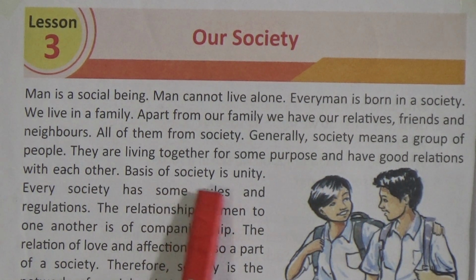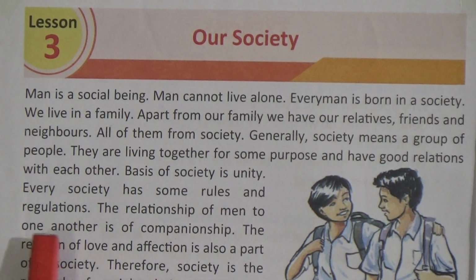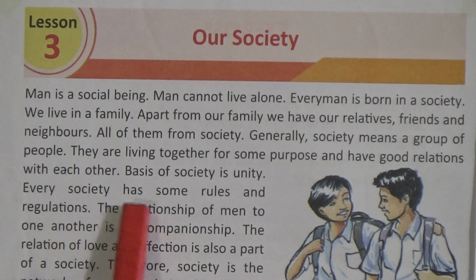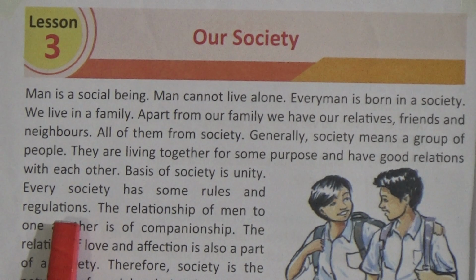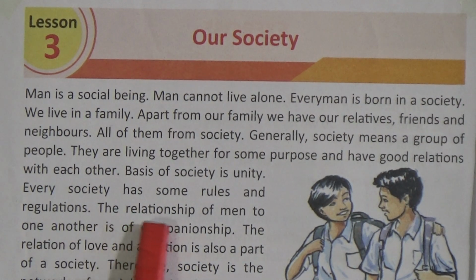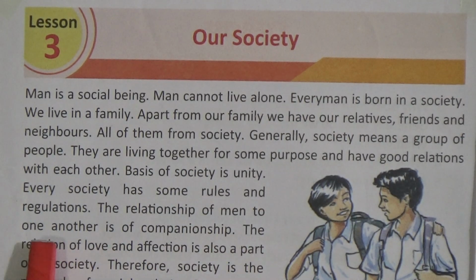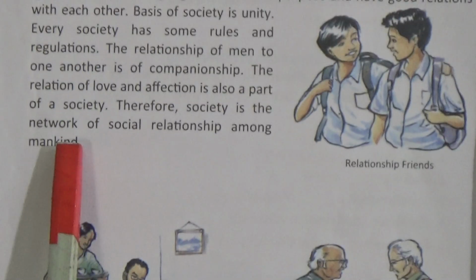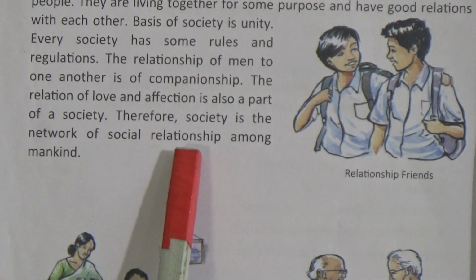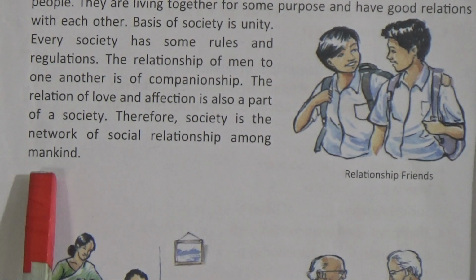Basis of society is unity. Every society has some rules and regulations. The relationship of men to one another is of companionship. The relation of love and affection is also a part of a society. Therefore, society is the network of social relationship among mankind.